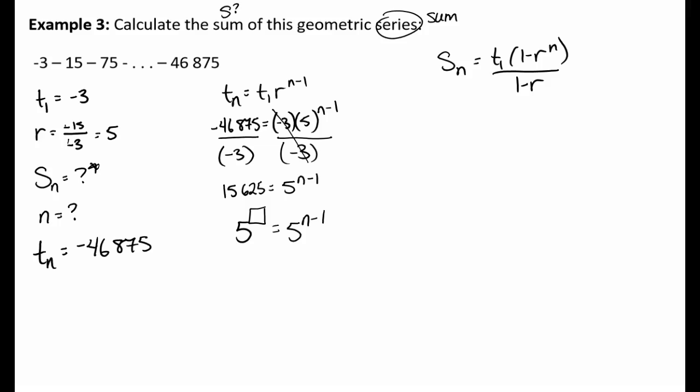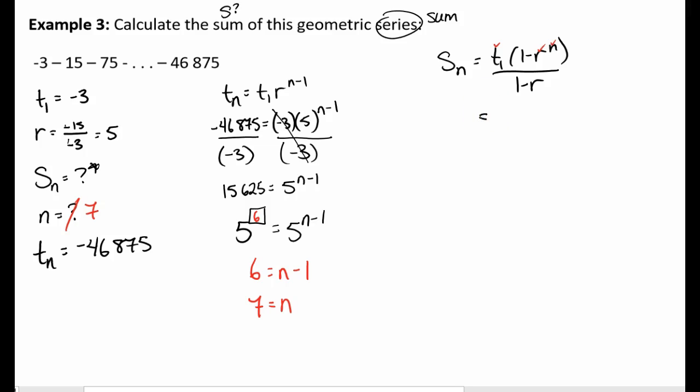So I got that 5 went into 15,625 6 times evenly when I was dividing it repeatedly. Okay, which means that 6 needs to be n minus 1 because we need to match my exponents. So n must then be 7. Now that I know what n is, it's no longer an unknown. I know 7. I know r. I know my first term. Now I can solve for the sum of my series.